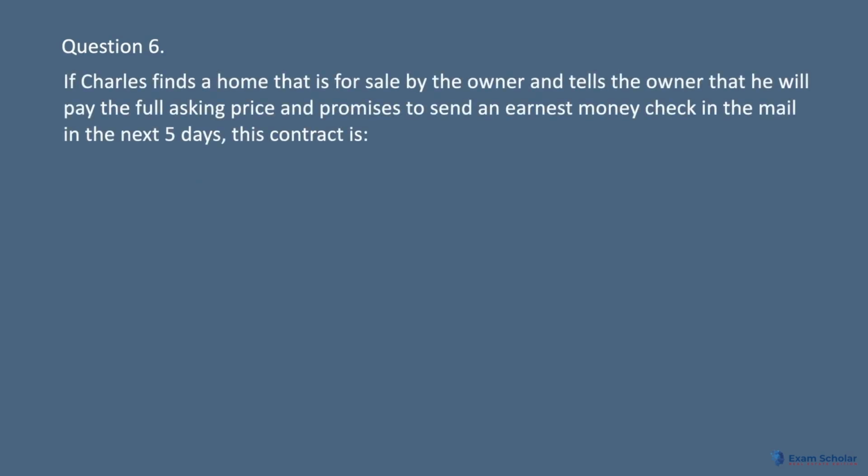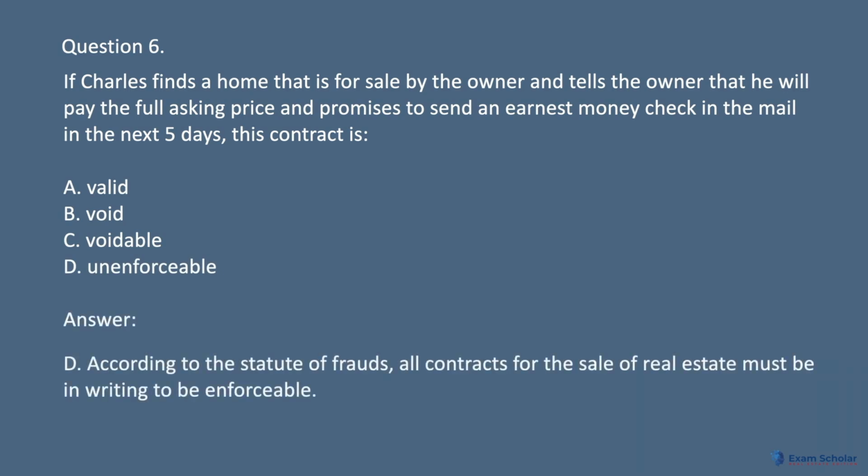Question 6. If Charles finds a home that is for sale by the owner and tells the owner that he will pay the full asking price and promises to send an earnest money check in the mail in the next 5 days, this contract is A. Valid. B. Void. C. Voidable. D. Unenforceable. Answer: D. According to the Statute of Frauds, all contracts for the sale of real estate must be in writing to be enforceable.